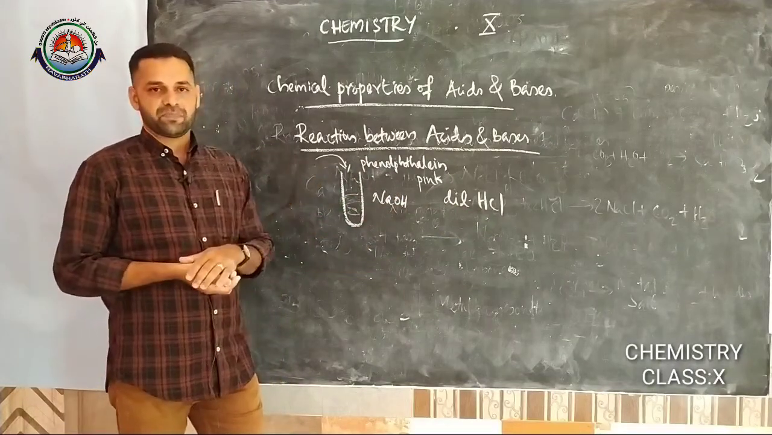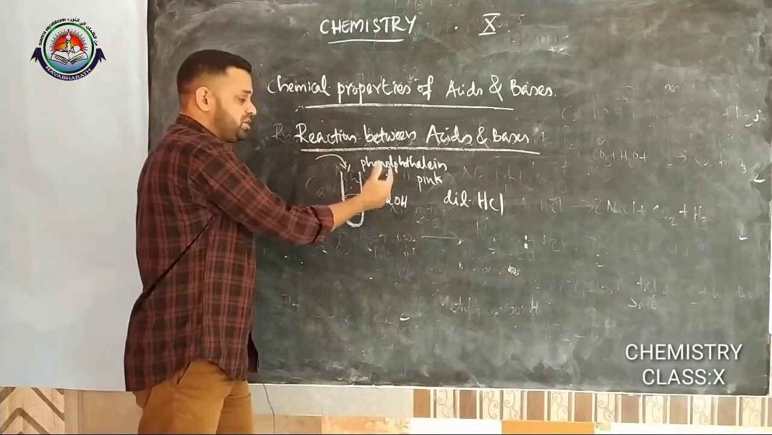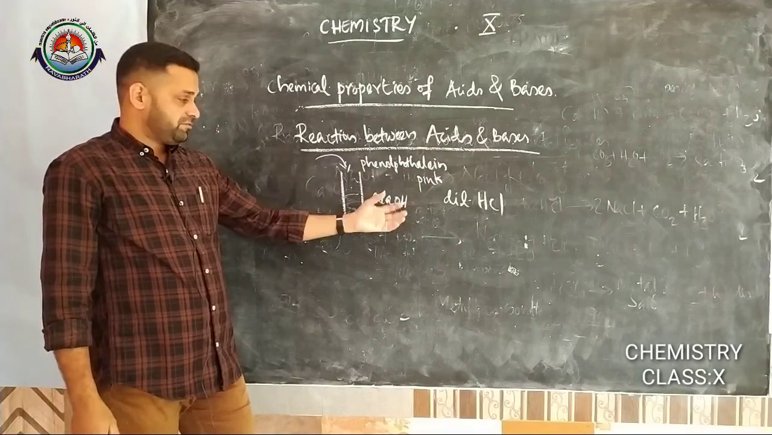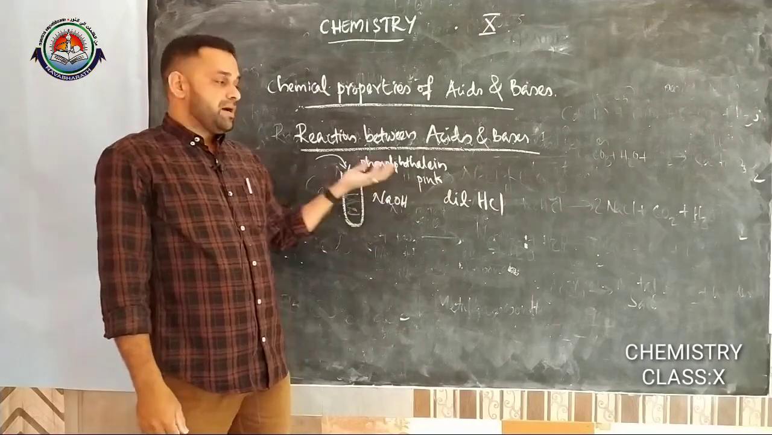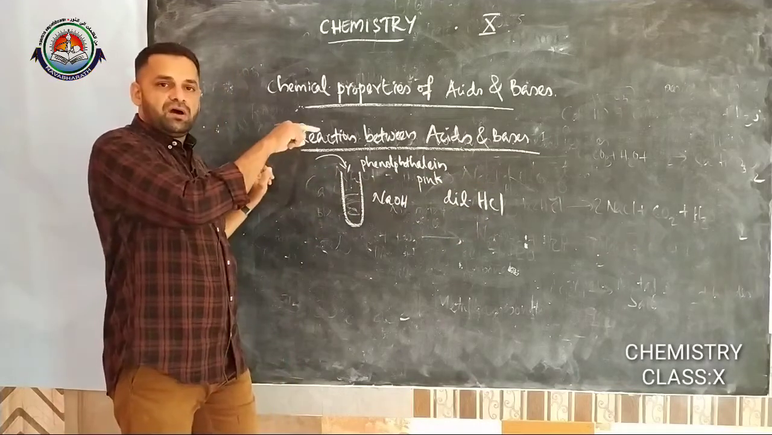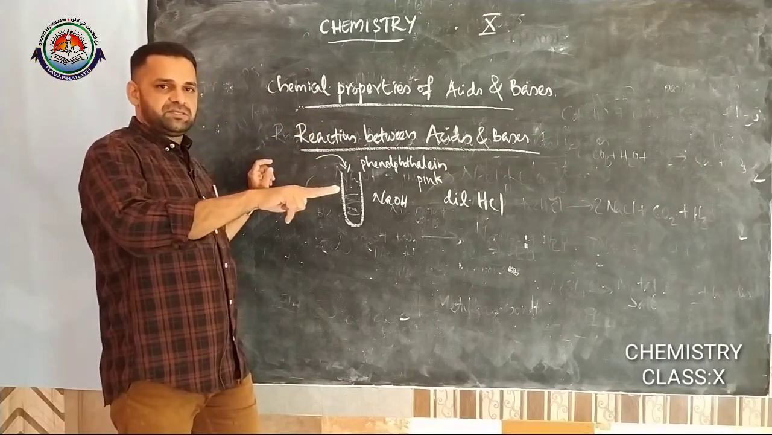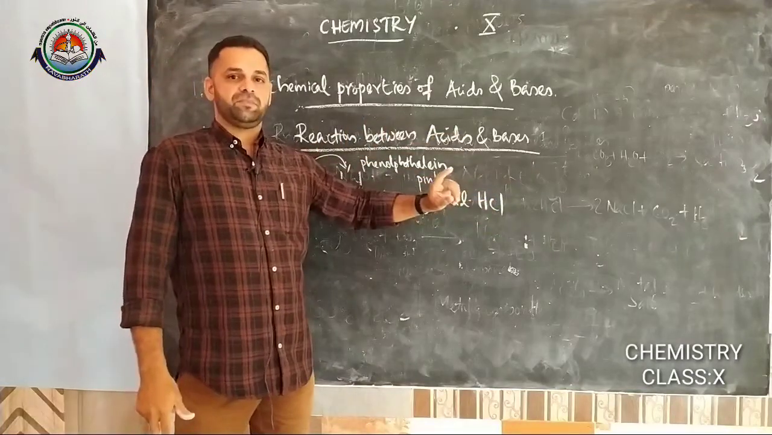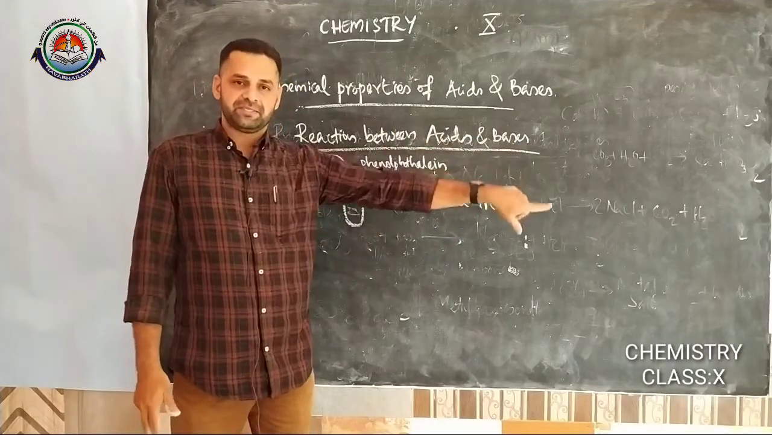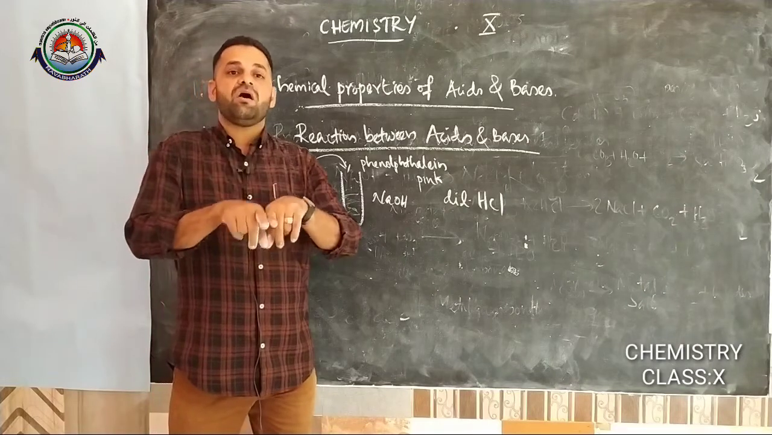So what is the reason for that? What is happening here? Phenolphthalein is an indicator. If it is a base, its color is pink. But when we add dilute hydrochloric acid drop by drop, the color is disappearing, and finally it becomes colorless. That colorless stage is called the neutralization stage, because at that stage hydrochloric acid neutralizes the base. Now at that stage, the reaction mixture contains salt plus water.